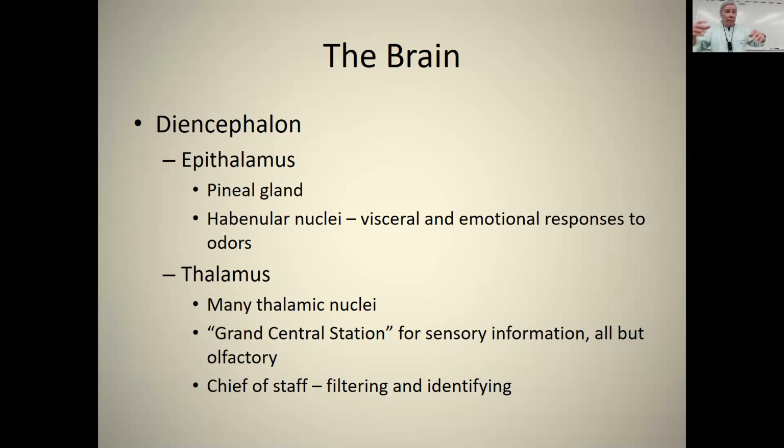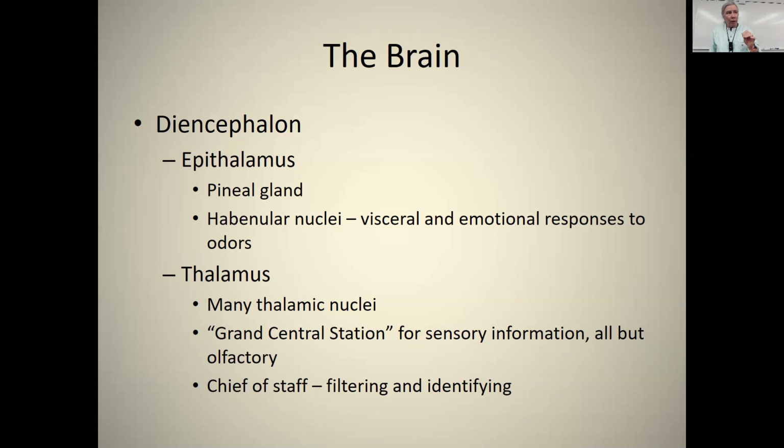So, like I said, the cerebral cortex is like the president, and the thalamus is the chief of staff, determining what do we need to send up to the big guy? What's really important? He doesn't have to learn about everything. And only some of the sensory information goes to the cortex.